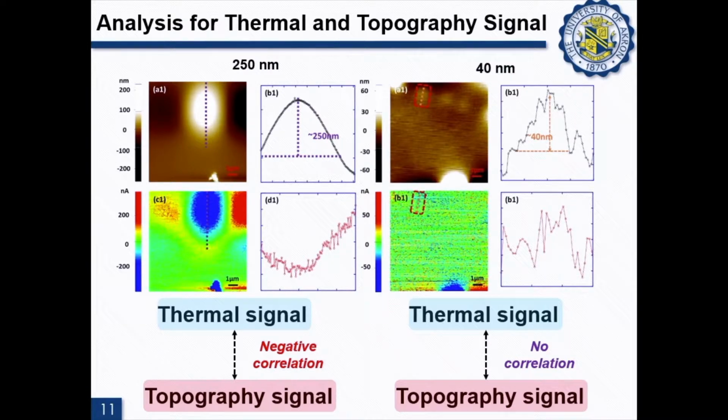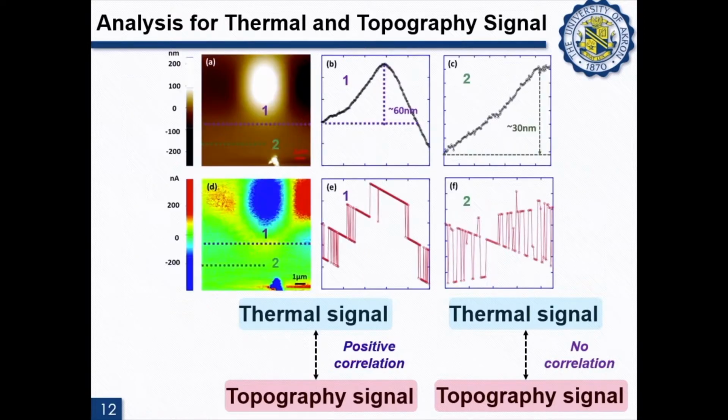So we also investigate the line profile from the vertical direction. We can see for the 200 and 250 nanometer, there is still negative correlation between the two signals. But if we decrease the size to 40 nanometer, there is no correlation between these two signals, which indicates there is no artifacts.